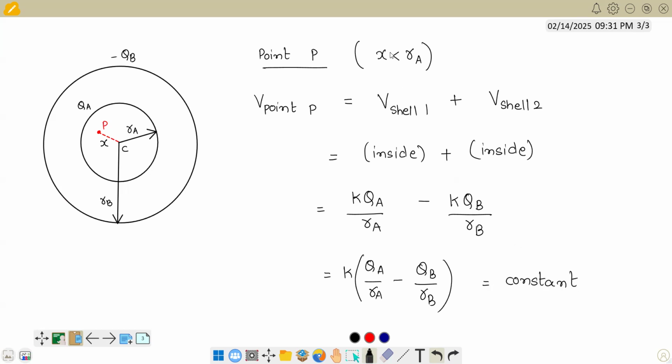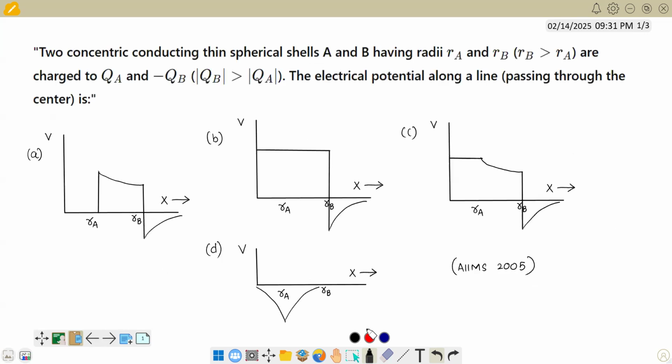So till X lesser than RA, because QA is constant, RA is the radius, which is also constant. QB is constant, RB is constant. If you notice, there is no X term in this expression. There is no variable term. Since there is no variable term, at X lesser than RA, it has to be constant. At X lesser than RA, he has given there is nothing here. There is no constant word, nothing is given.